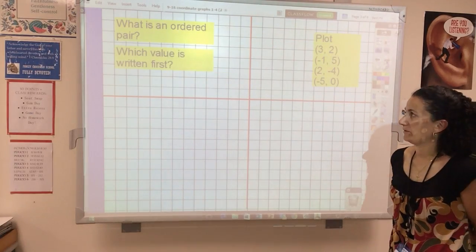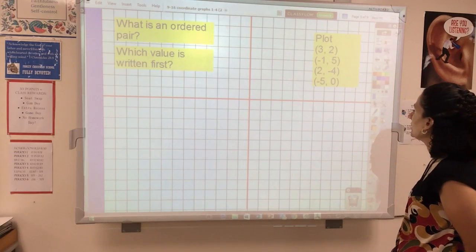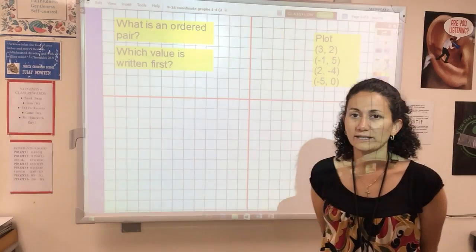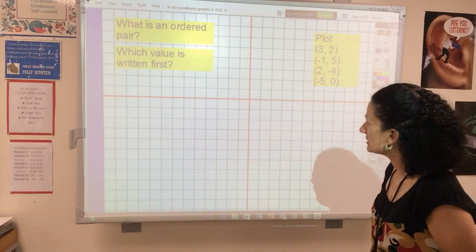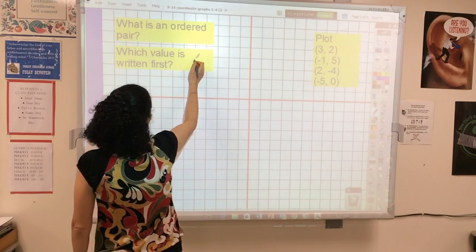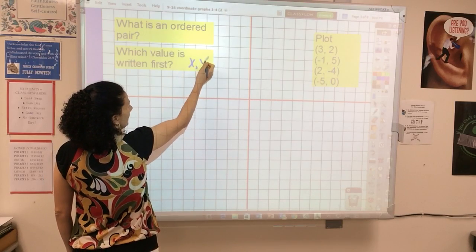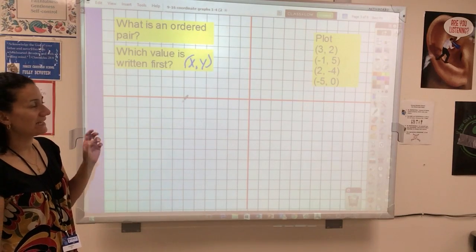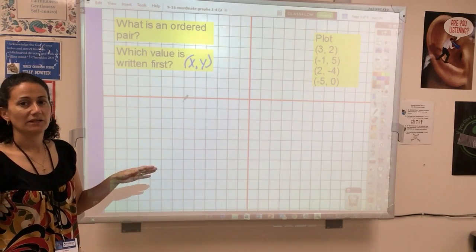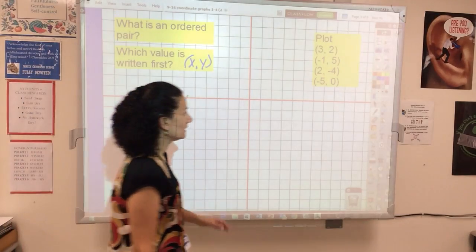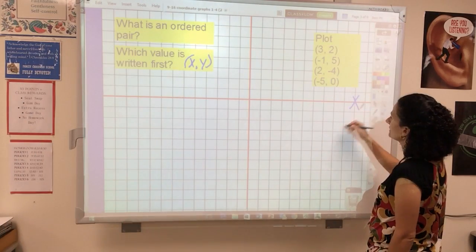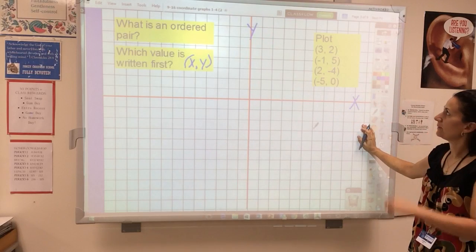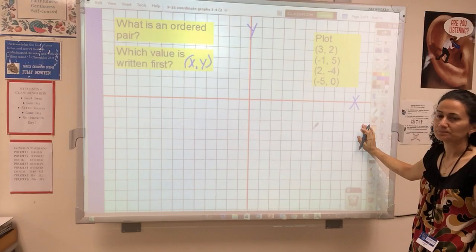Okay, what is an ordered pair? An ordered pair is the numbers that match a point. It's also known as a coordinate. Just like in the alphabet, how x comes before y, in an ordered pair, x comes before y. The first number is the x number. The second number is the y number. So let's label our x-axis again. X-axis and our y-axis.